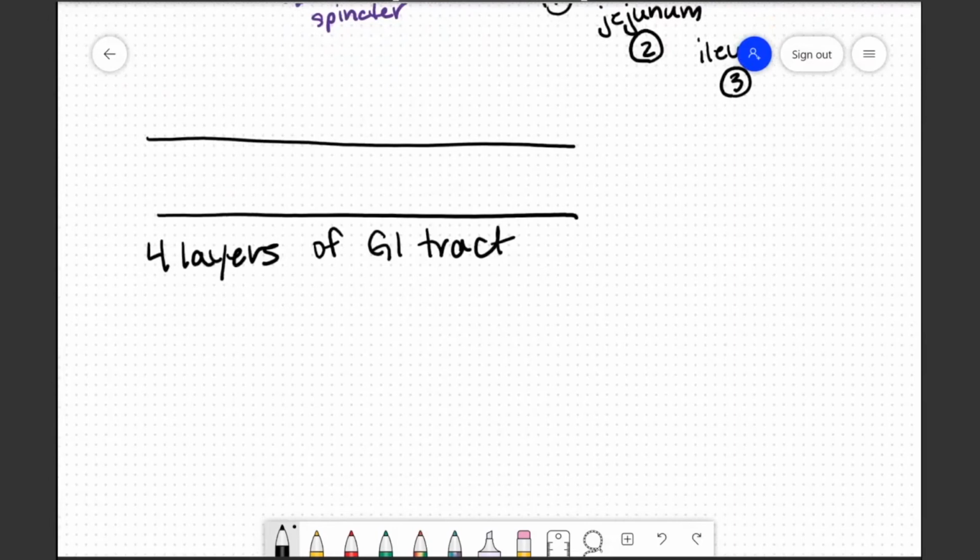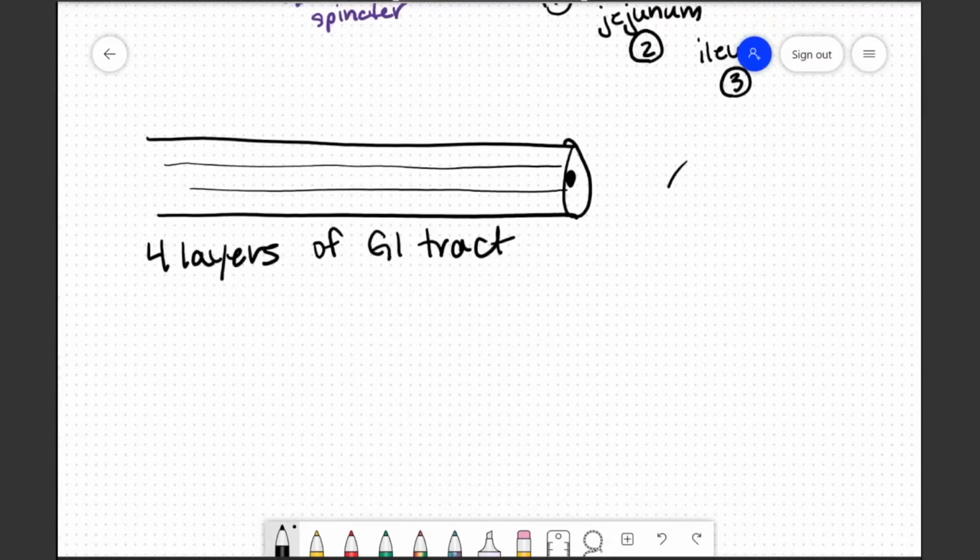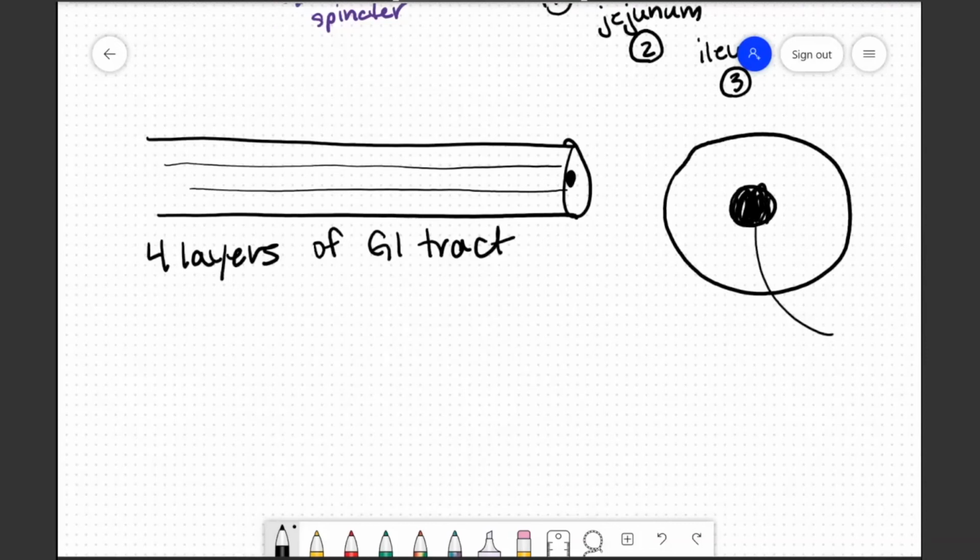So when you're looking at it like this, remember there's a tube in the middle. So this guy is hollow. So now we're going to take him and we're going to do a cross section. So when we look at it like this, here are our 4 layers. The inside right here is going to be your lumen. Coming out of your lumen, there will be the next layer. This next layer is going to be your mucosa.